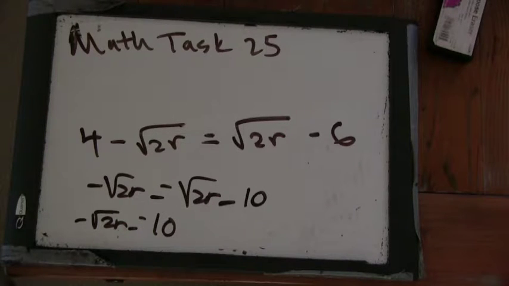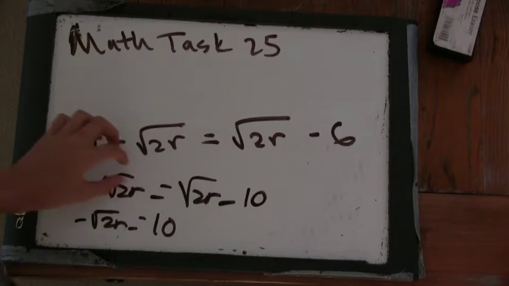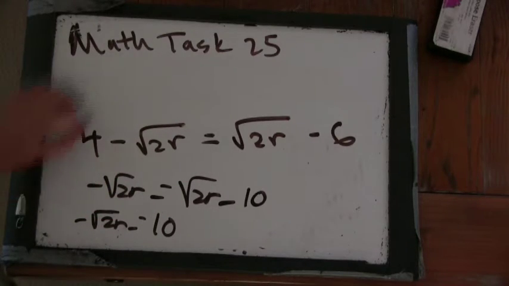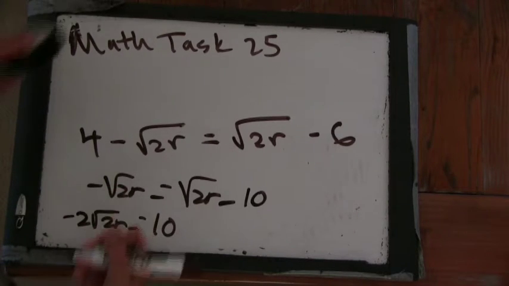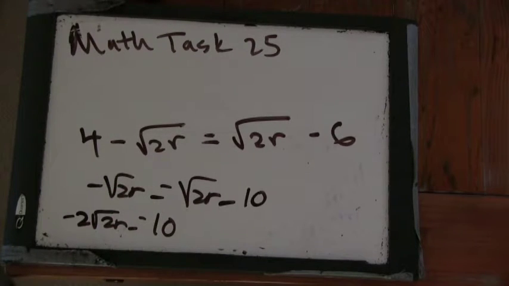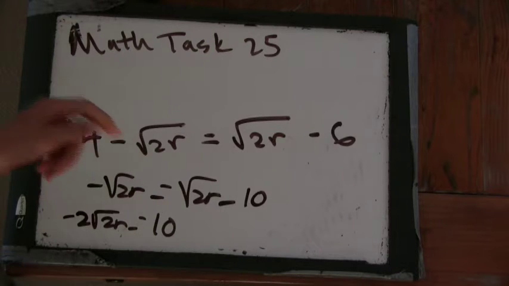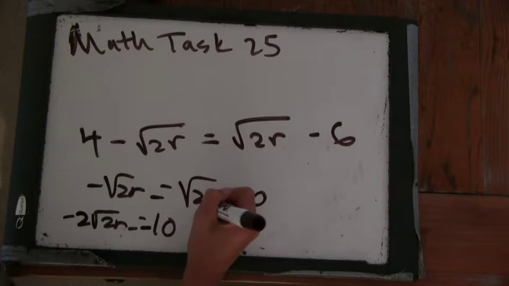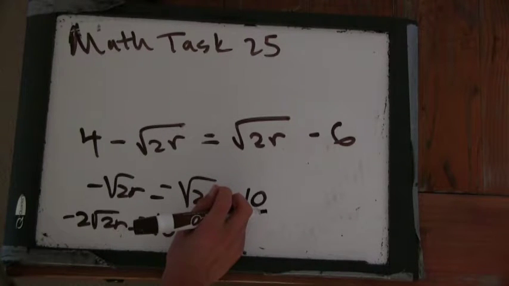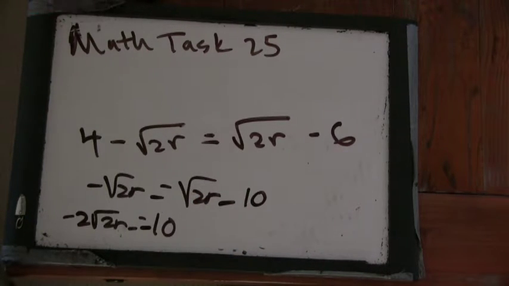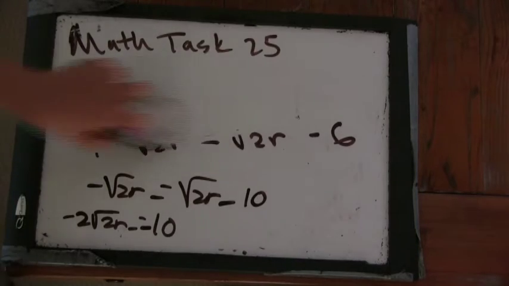I'm not sure what you did there. So I'm subtracting square root of 2r from both sides. Okay. Right, so we have minus 2 square root of 2r equals what? Minus 10. Minus 10, yeah. So there's a lot of minuses floating around here, so we gotta be careful about that. So now we can divide by 2. Okay.